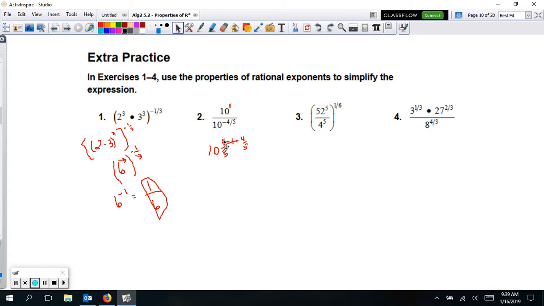negative. And so now we have 5 plus 4 for the top numbers of this fraction. That's going to be 9/5. Our answer then is just the 10 to the 9/5 power. So 10 to the 9/5 power is our answer on 2.